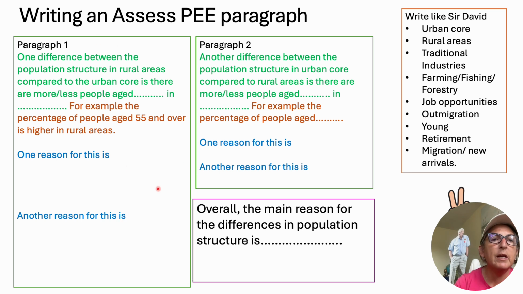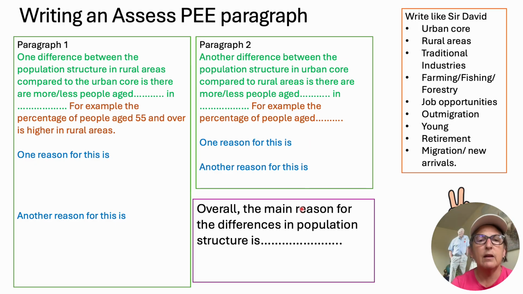One difference between the population structure in rural areas compared to urban core is there are more, less people aged. That's your point. For example, that's your evidence. And then you're giving a reason. One reason for this could be, another reason for that could be. Another difference between the population structure is this. For example, a reason for this might be, a reason for that might be.